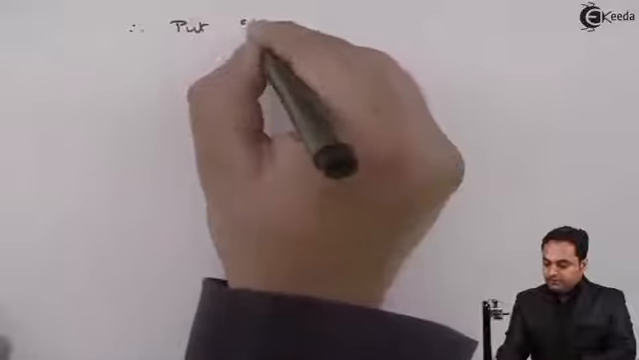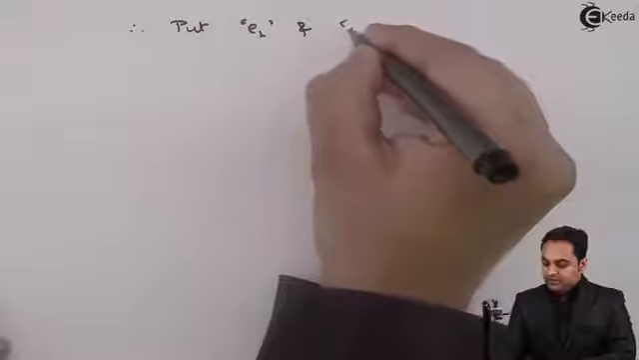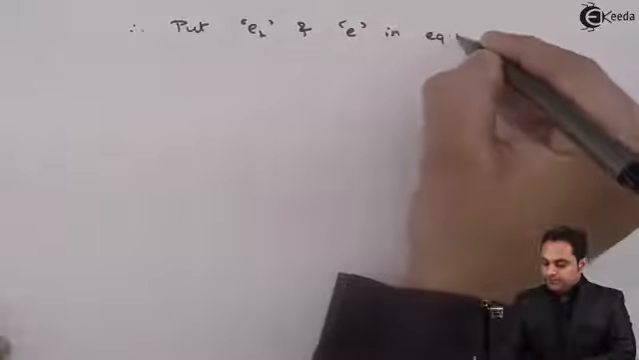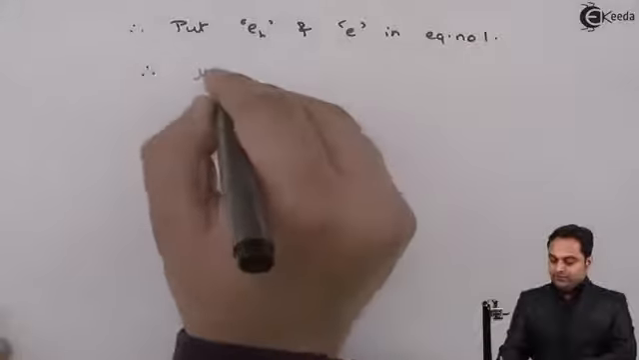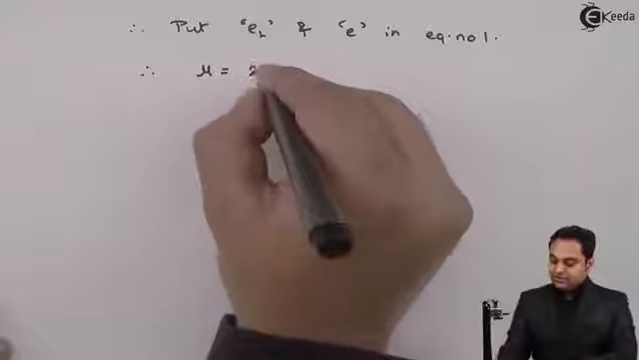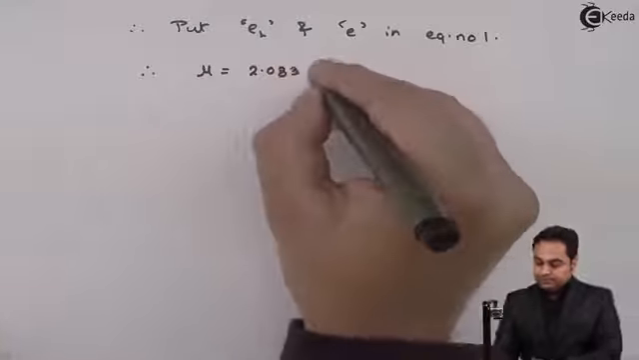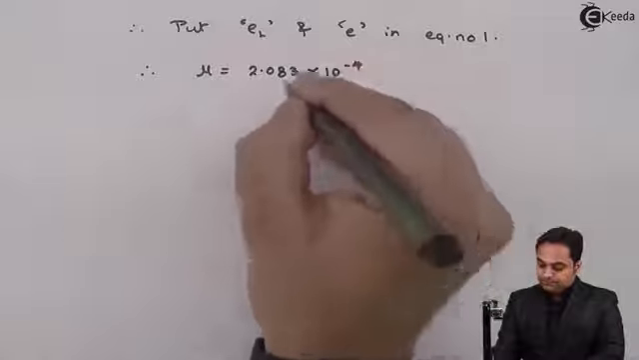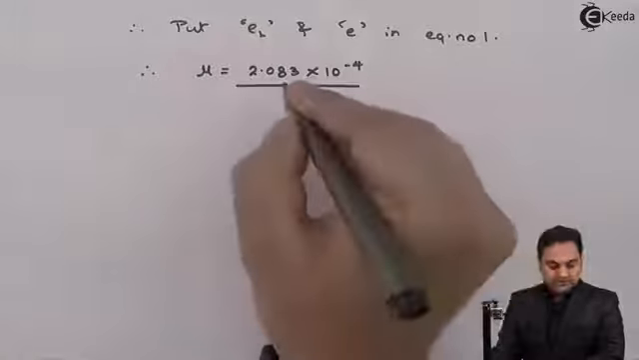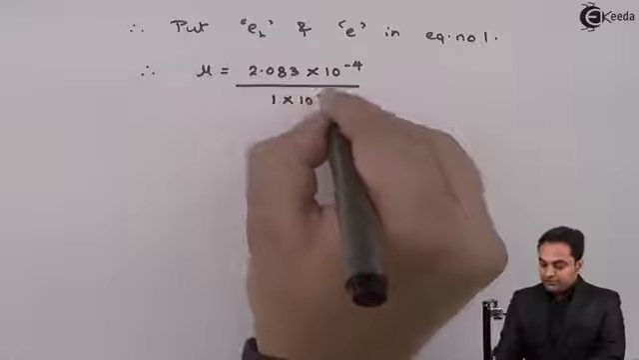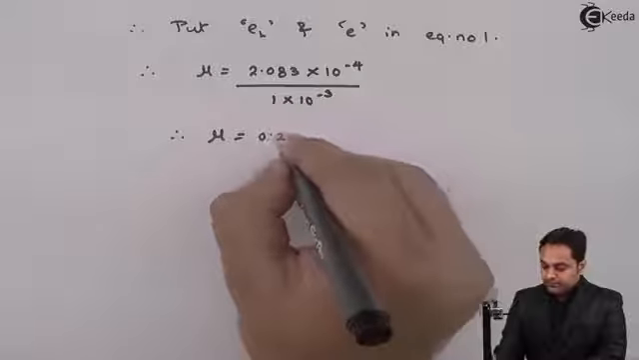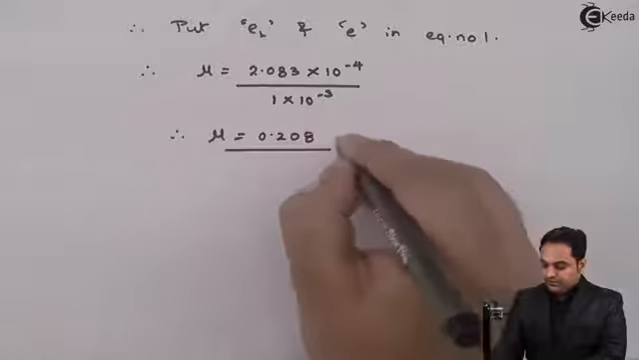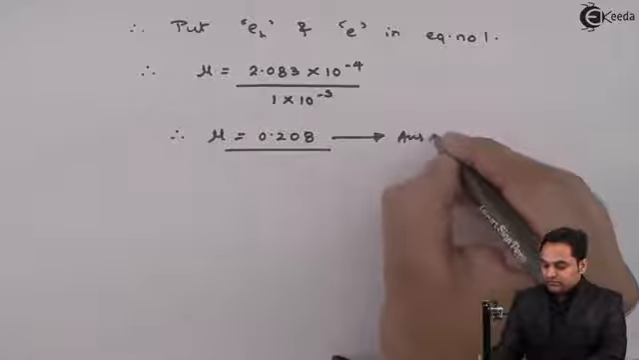So therefore put lateral strain E suffix L and linear strain in equation number 1. So therefore mu is equal to lateral strain, 2.083 into 10 raised to minus 4, upon linear strain, 1 into 10 raised to minus 3. So from this mu value comes out to be 0.208. This is our first answer.